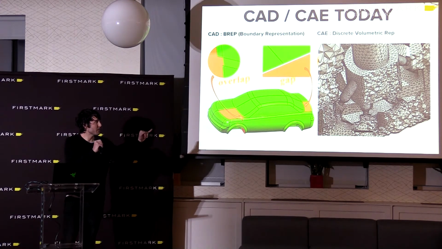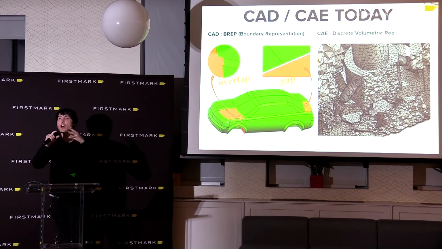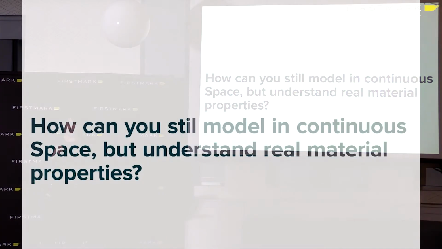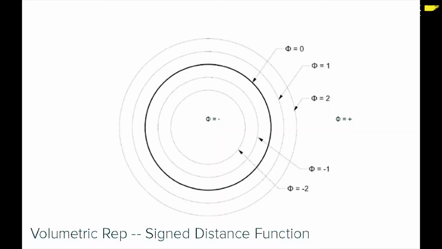And then in CAE, we have an advantage in that it's a volumetric representation, so it's real, but because it's discretized into these tetrahedra, it's very hard to work with. And so the big question is, how can you still model in a continuous space, but also understand real material properties? And so that kind of takes me to a volumetric representation.